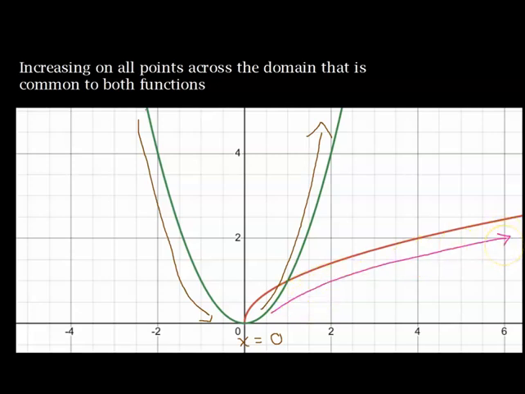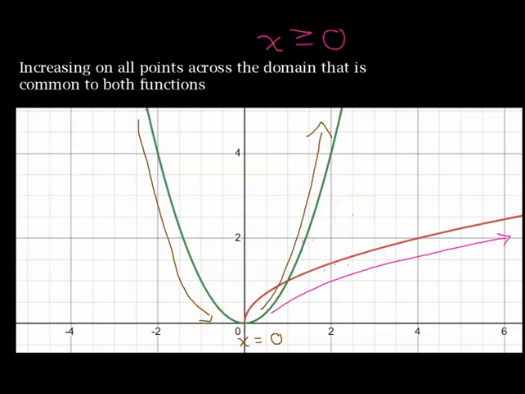So for both the functions in green and in red, they are increasing on all points across the domain, meaning x, where x is greater than or equal to 0. So starting where x is 0, it's increasing for both functions.